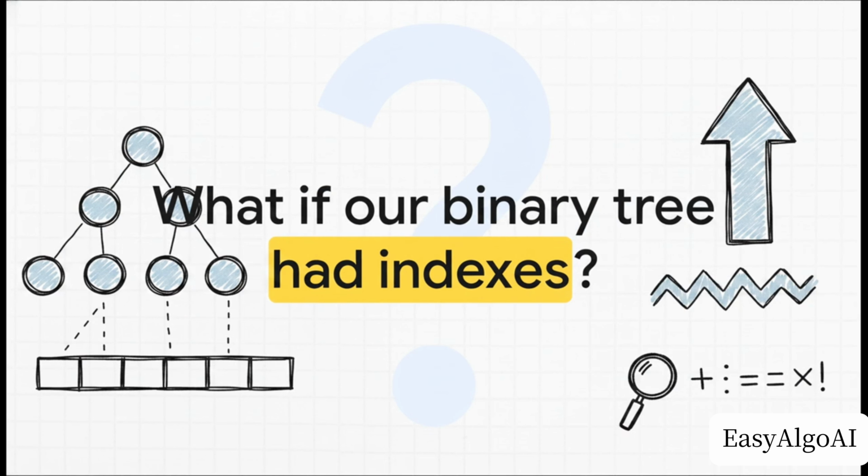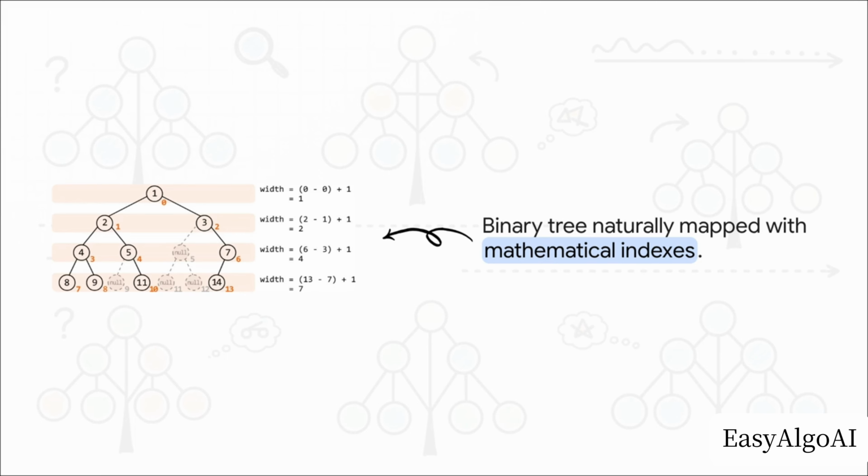What if our binary tree did have indexes? If we could somehow assign mathematical indexes to our tree so it behaves exactly like an array, we could completely bypass the hidden null node problem. We wouldn't need to physically traverse every empty space. We'd just look at the index of the first node, the index of the last node, and do some basic math. Let's see how this works in practice.